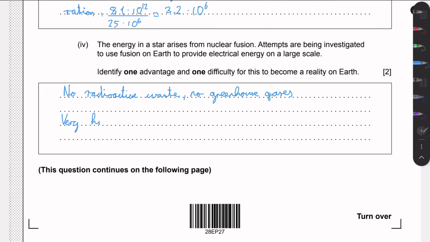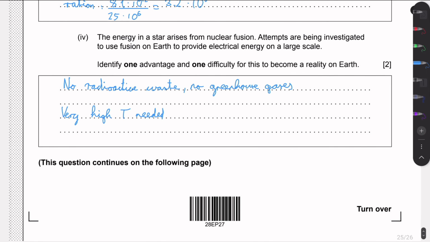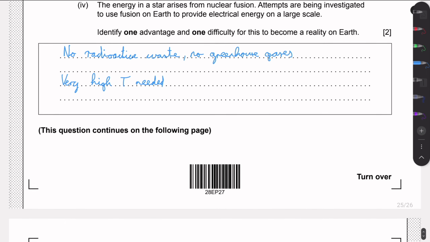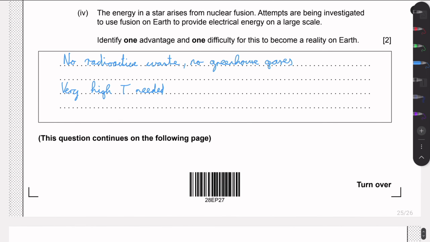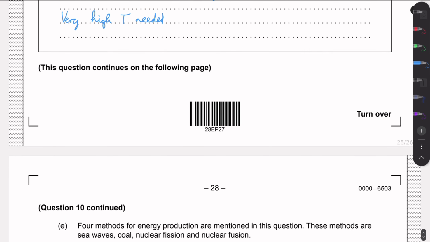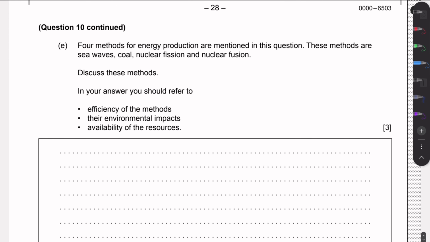Very high temperature needed. We're still at the point where the energy needed to produce such an environment requires more energy than what the reaction itself gives us. So if we would use this, then we would technically be losing energy. So it's not very efficient.